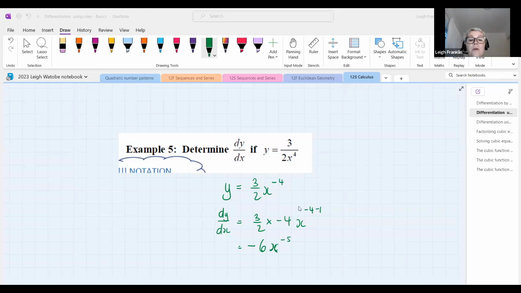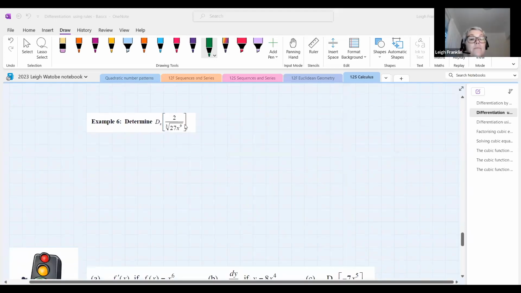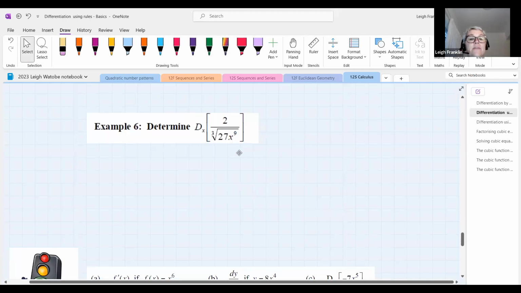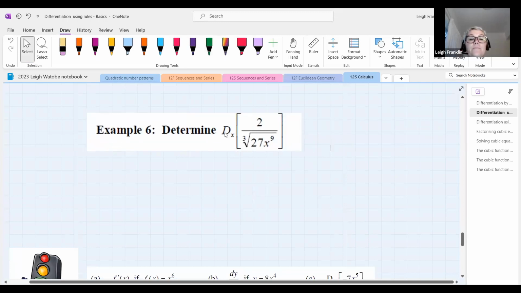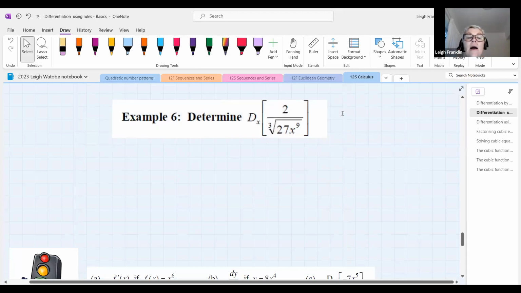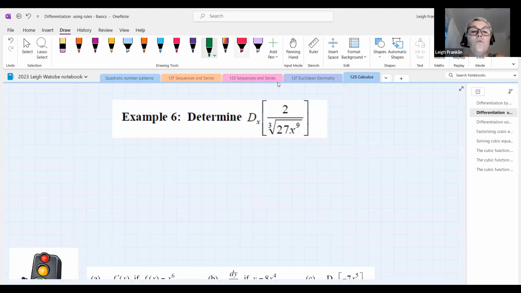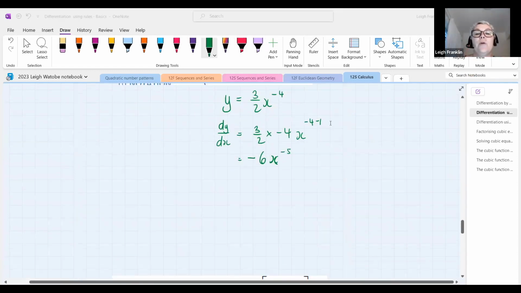Good job, everybody. Now here's a difficult one. Or is it? It just depends on how well we understand. First of all, could you redo that example? This one over here.